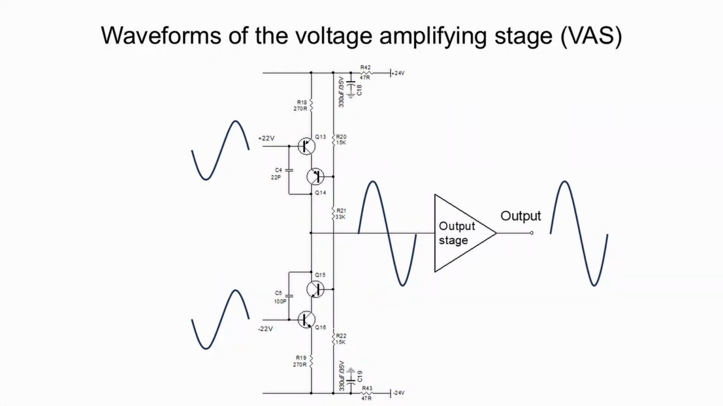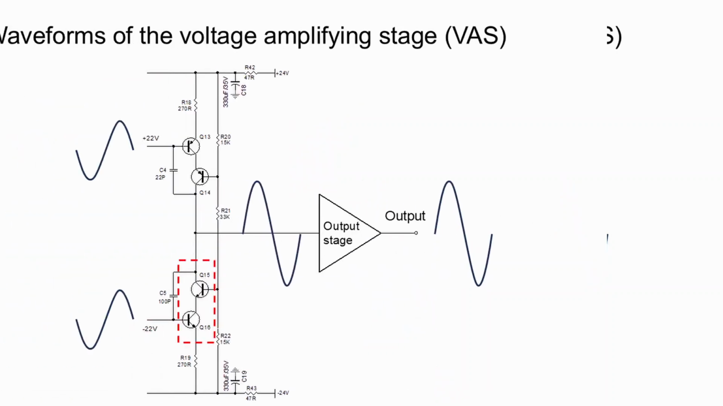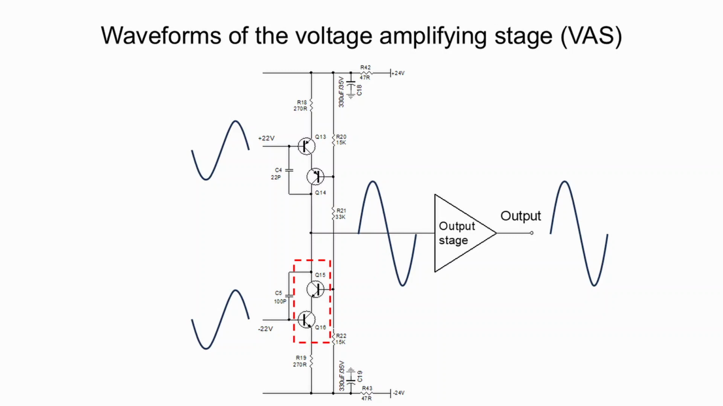This is a simplified schematic that emphasizes the second stage. The output stage is represented by a block diagram, which will be discussed shortly. The second stage is the voltage amplifying stage that produces a high voltage gain for the entire amplifier. This voltage amplifying stage contains 2 complementary cascode amplifiers with their outputs connected together. The first cascode amplifier is formed by transistors Q13 and Q14. The second cascode amplifier is formed by transistors Q15 and Q16.